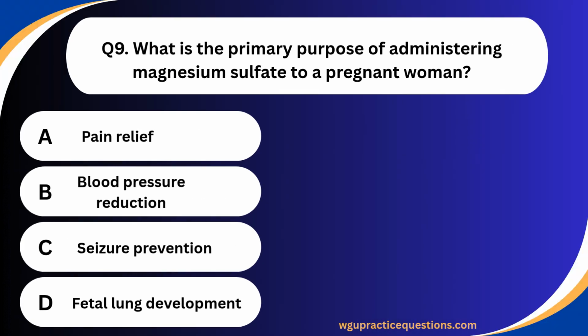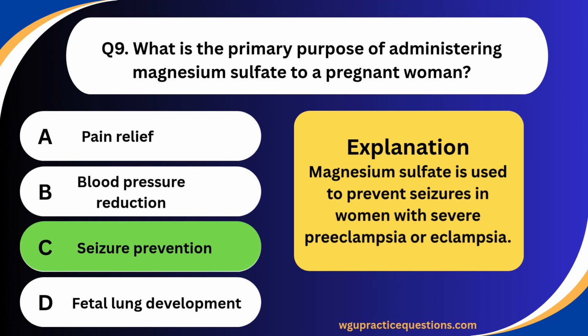The correct answer is C. Seizure prevention. Explanation. Magnesium sulfate is used to prevent seizures in women with severe preeclampsia or eclampsia.